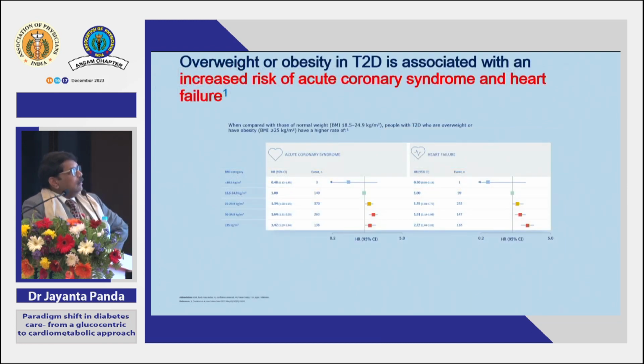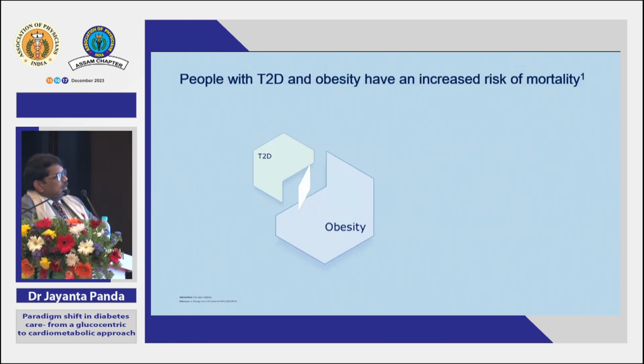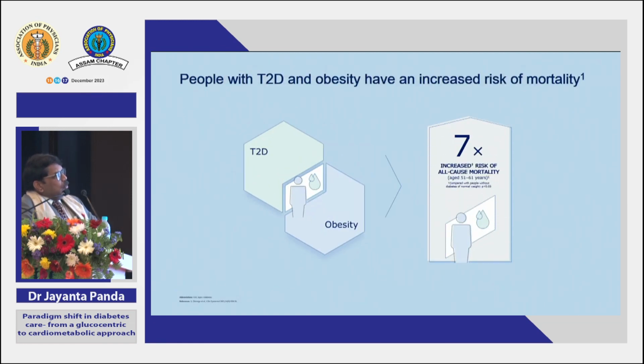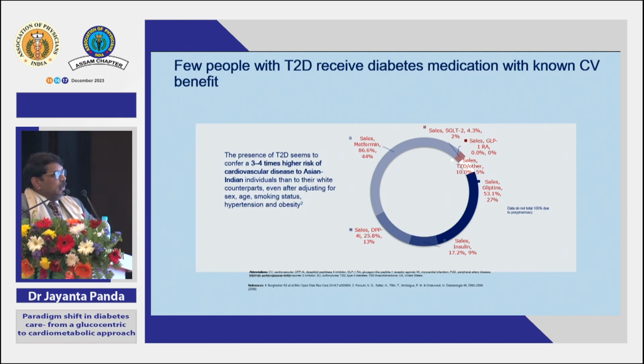So here the overweight or obesity is associated with an increased risk of coronary syndrome as well as heart failure, and you can see these big trials which all endorse this data. So diabetes and obesity together increase the risk of all-cause mortality by 7-fold. Many times we don't know, we don't intervene, and let us know how many of us are active in intervening. That is the data. Let us come to the drugs that we use.